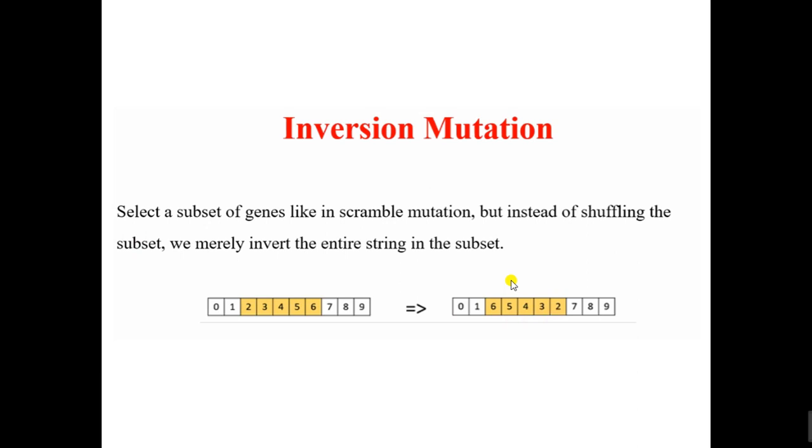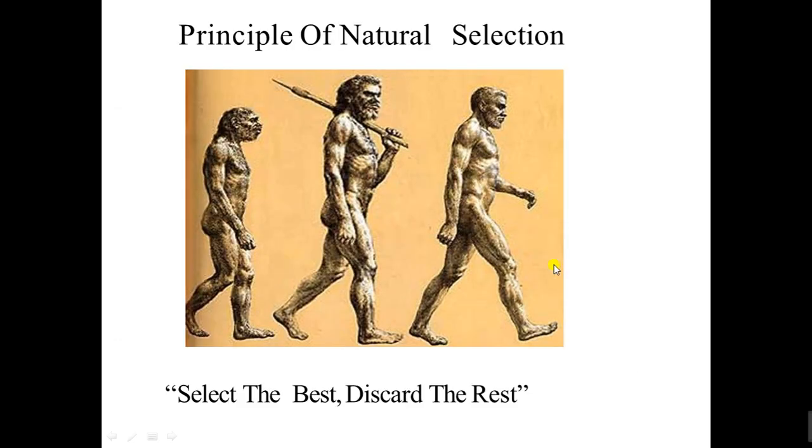Then the last case is inversion mutation, which means we just reverse the values of a set of the string. We select a subset of genes like in scramble mutation, but instead of shuffling the subset, we merely invert the entire string in the subset. So the thing in a genetic algorithm is the selection of the best one and discarding the rest. That is the main thing of our genetic algorithm.